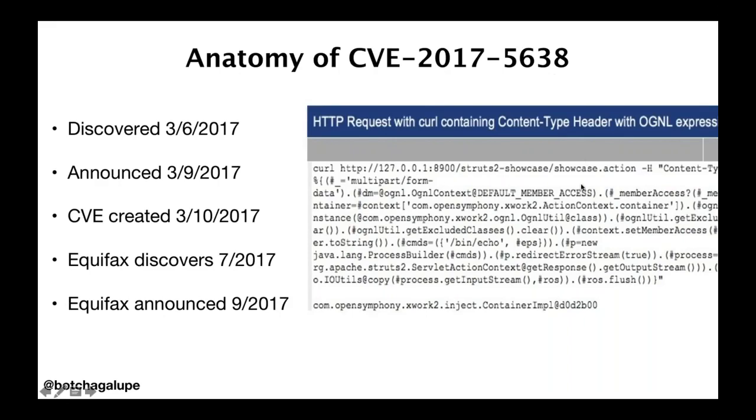But if you look at this, it was the famous Struts Jakarta vulnerability. It was a command injection, basically. And if you look at the loose anatomy, again, I think the Sonatype people have better data than most on this. But from my research, it was discovered on March 6th, 2017. It was officially announced on the 9th. The CVE was created by the National Institute of Standards and Technology on the 10th.